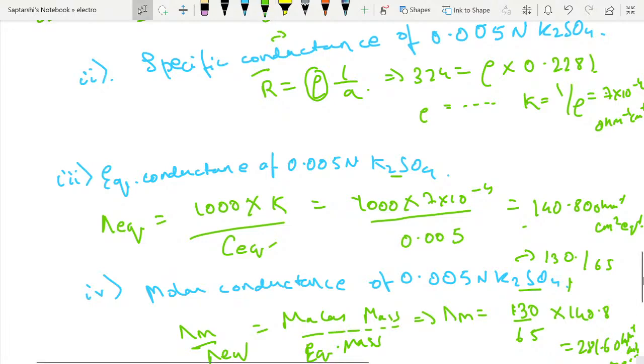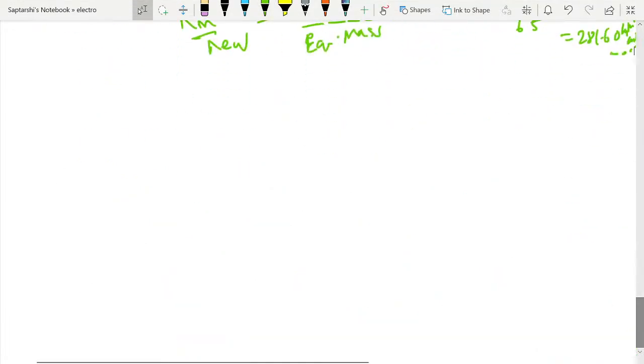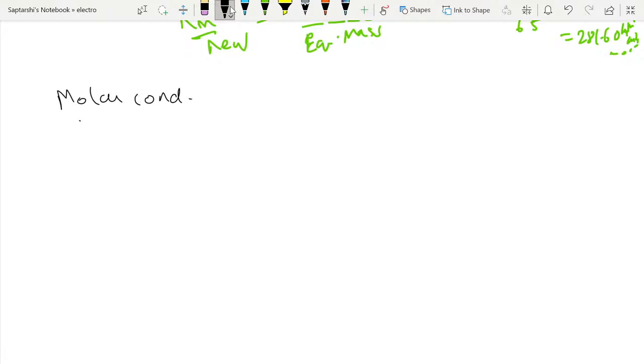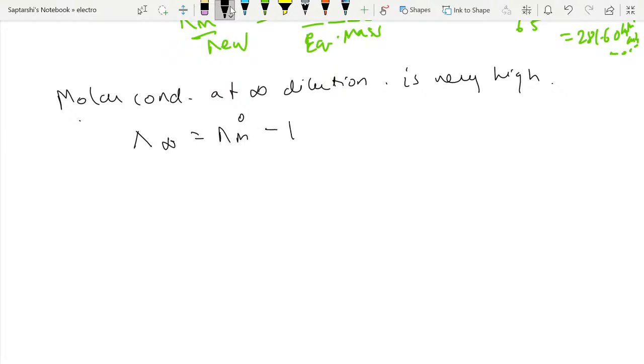Okay then. Along with that, you should also know the molar conductance at infinite dilution is very high, in the sense that lambda m equals lambda m naught minus k root c. You should remember this formula, that lambda m is proportional to the root of concentration. Sometimes this is asked.